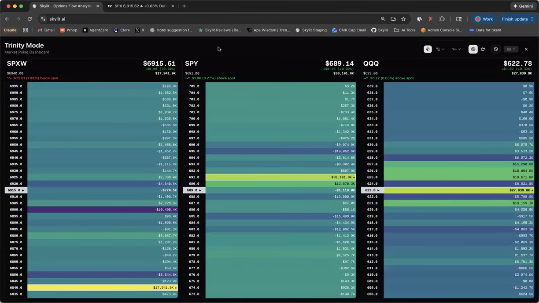Since I know a lot of people here might be new or might not have seen the other videos, the Trinity Mode feature on Skylit effectively is a cheat code or hack for being able to see what the market sentiment across SPX, SPY, and QQQ looks like.